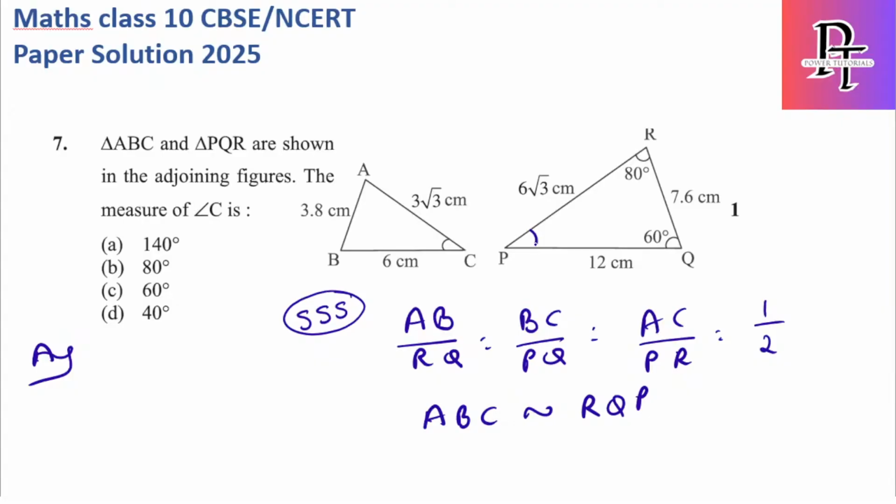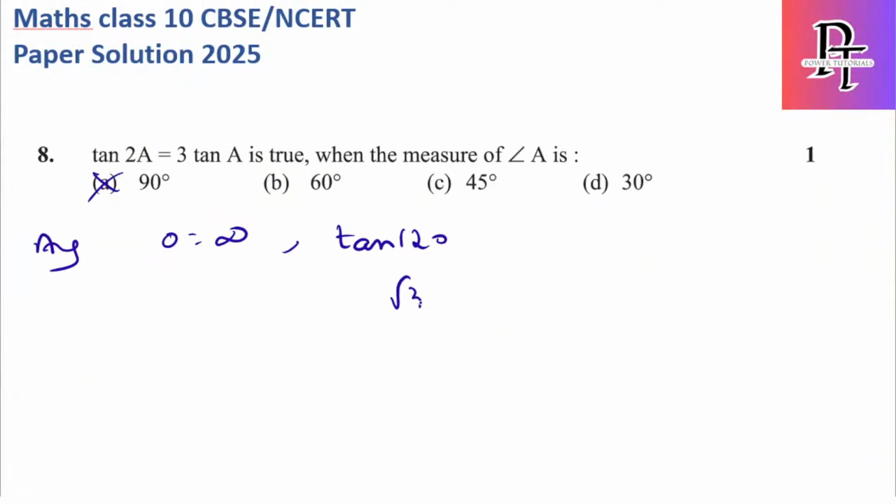Now what is this angle? 80 plus 60 is 140, 180 minus 140 is 40. So if P is 40, then C is 40. You can see here exactly corresponding. Okay, the answer is D.